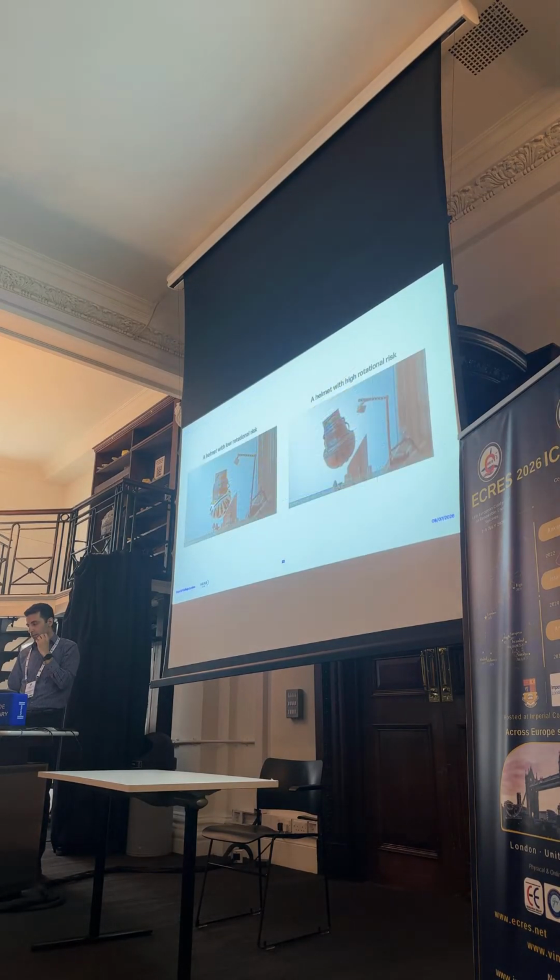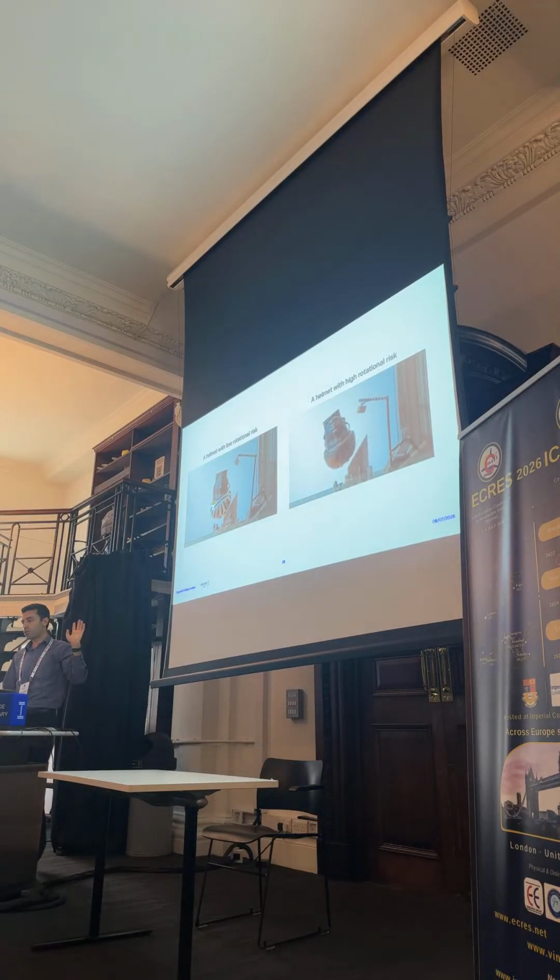Here's the difference, actually. The one on the left is a helmet with low rotational risk and low overall risk, and the one on the right is the helmet with high rotational risk. So this is the one with high risk, this is the one with low risk. What is the difference?